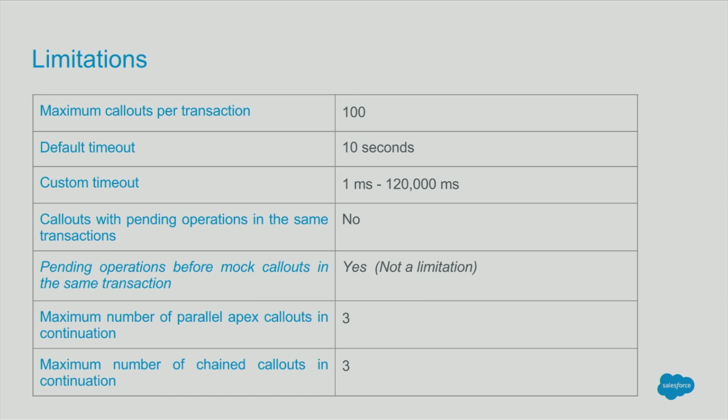And like I mentioned about the continuation limitations, the maximum number of parallel Apex callouts is limited to 3. And then the chained callouts, where you have one continuation attaching to another, can be done up to 3 values. So these are all the limitations. Even though these don't seem overwhelming, if used appropriately, we can actually make use of these features in the best possible way.